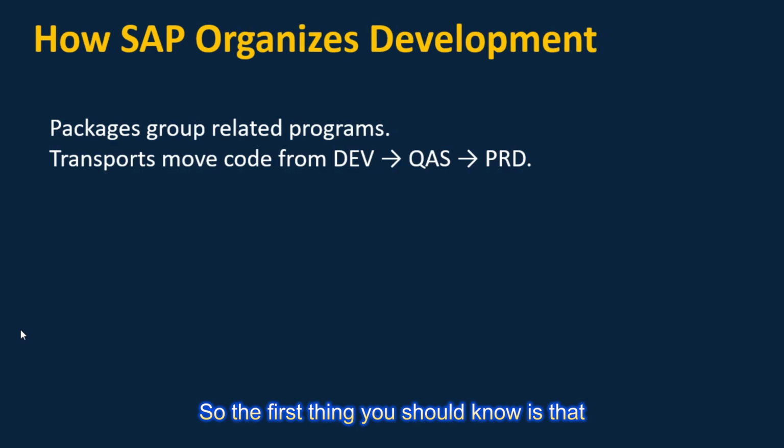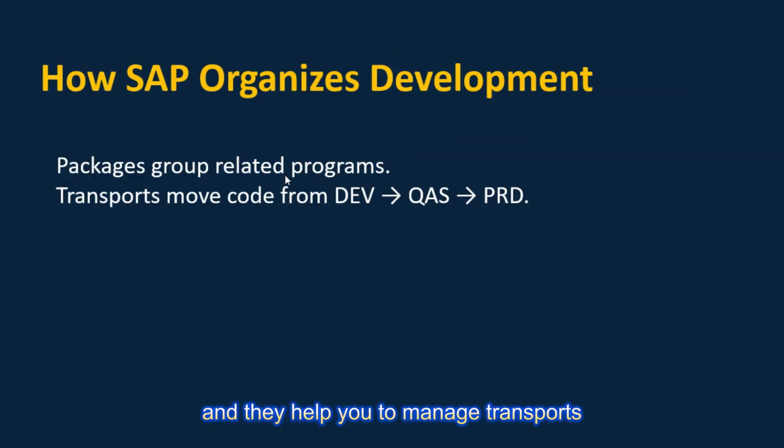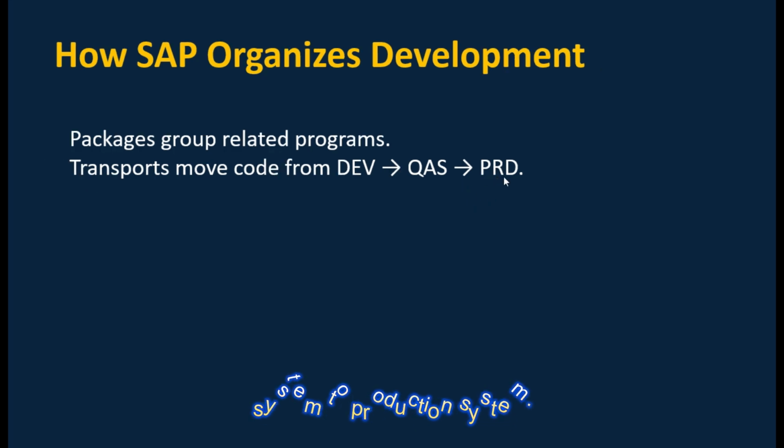So the first thing you should know is how SAP organizes development. Every piece of code or object that you create will be grouped into packages. Packages group related programs, and they help you to manage transport between systems, for instance, moving from the development system to the quality assurance system to the production system.